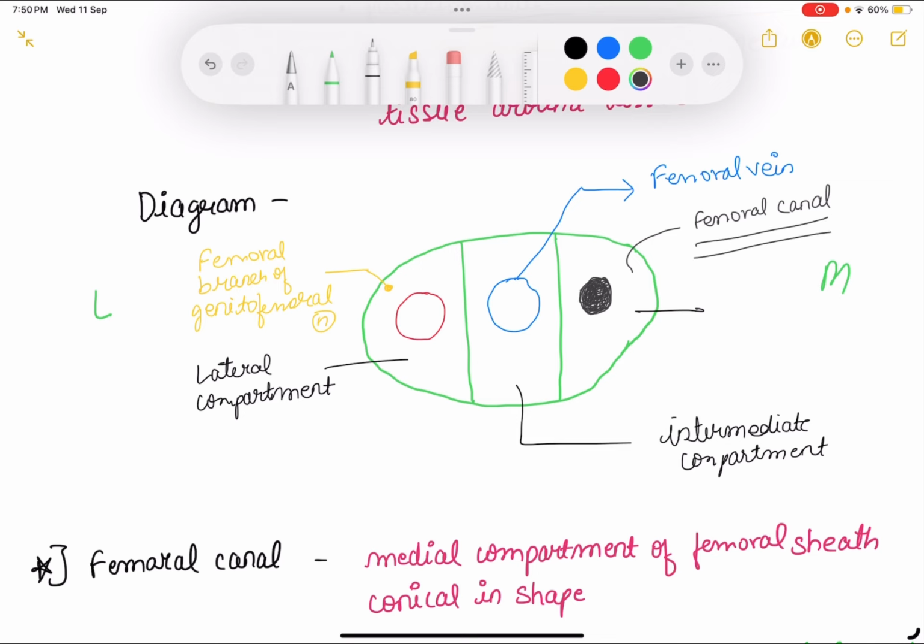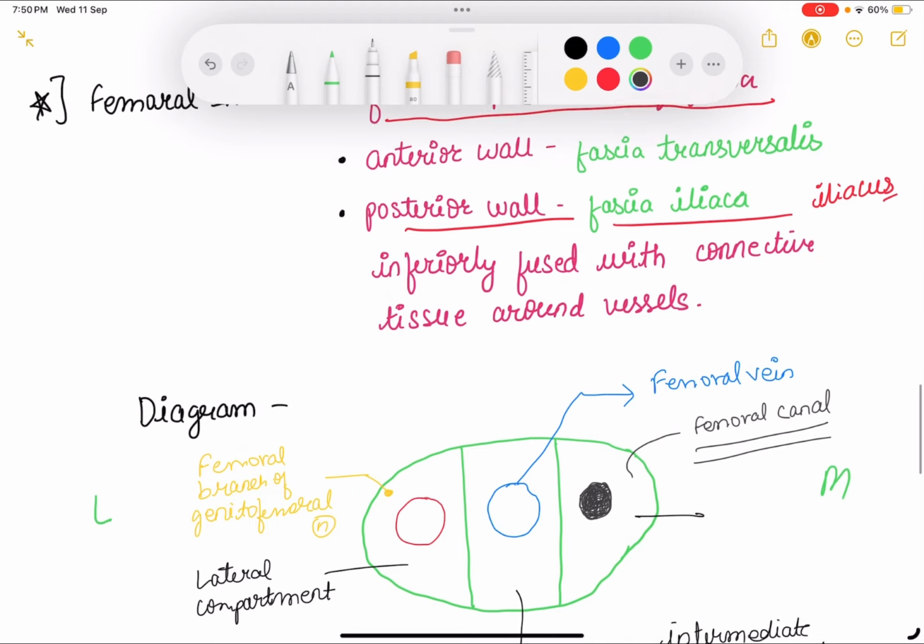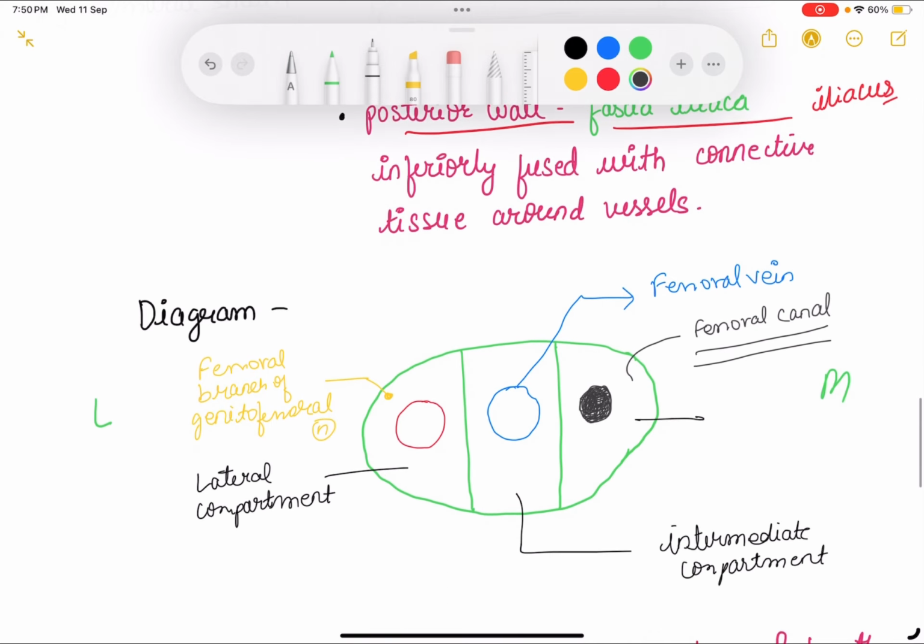Now, one important point to note is that the femoral nerve does not lie in the femoral sheath, rather it lies outside the femoral sheath, lateral to the femoral artery. This can be asked as an MCQ, as in which content of the femoral triangle does not come inside the femoral sheath. So the answer will be the femoral nerve.